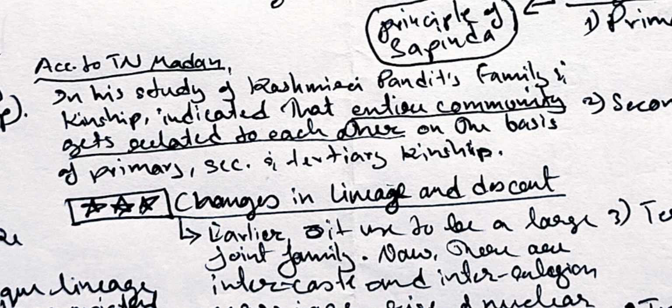T.N. Madan also tells, in his study of the Kashmiri Pandit family and kinship, that the entire community gets related to each other on the basis of the primary, secondary, and tertiary kinship systems. These are the inferences that he drew from his study of the Kashmiri Pandits.